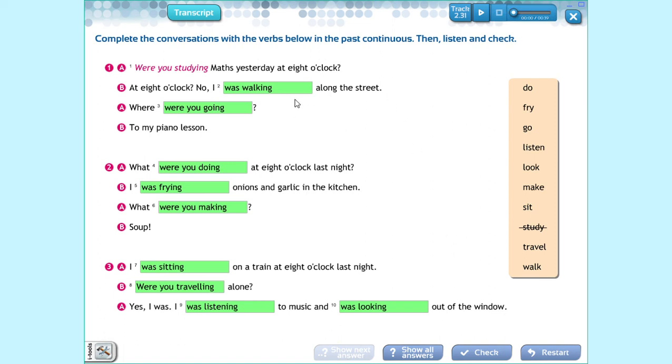Okay, so we have completed this exercise. We have here at 8 o'clock. No, I was walking along the street. Where were you going? To my piano lesson. What were you doing at 8 o'clock last night? I was frying onions and garlic in the kitchen. What were you making? Soup. I was sitting on a train 8 o'clock last night. Were you traveling alone? Yes, I was. I was listening to music and was looking out of the window. So, this is basically everything. You can see the complements in the questions.